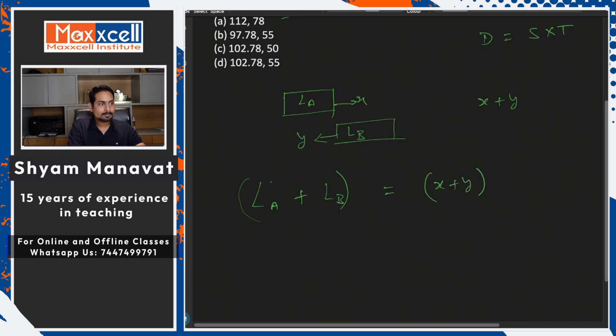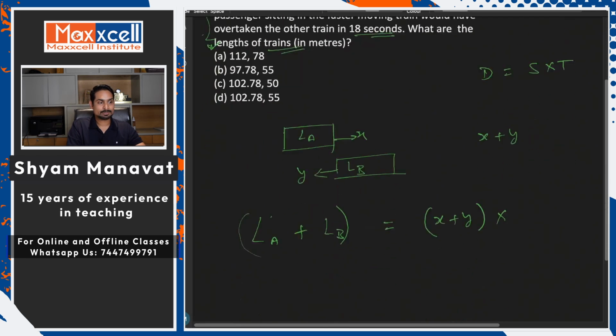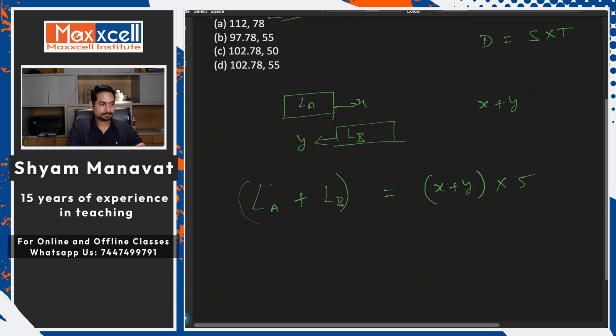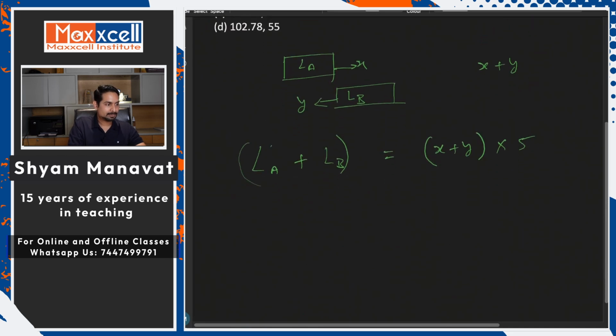I will not explain the formulas because we have already done that in the concept builder videos. Multiply by time. Time is what? It takes only 5 seconds, so into 5. Now the length of train A we don't know, and the length of train B we don't know. The speeds we know: 50 and 60. So 50 plus 60 is equal to 110.